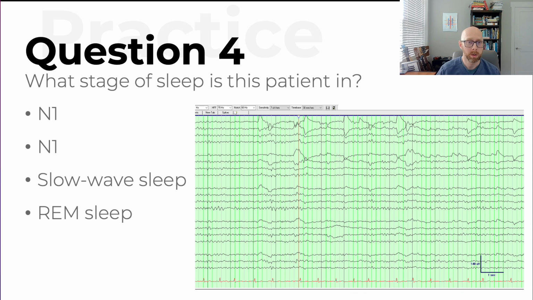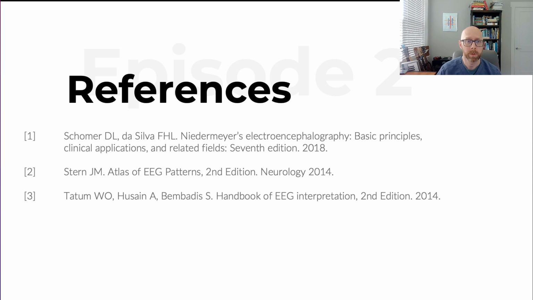Question 4. What stage of sleep is this patient in? All right, hopefully you are drawn to these characteristic eye movements, and so hopefully you picked REM sleep. This is the most characteristic finding of REM sleep. We also discussed the sawtooth waves previously, so those are not present in this clip here, but that is a finding of REM sleep. Here are some references.